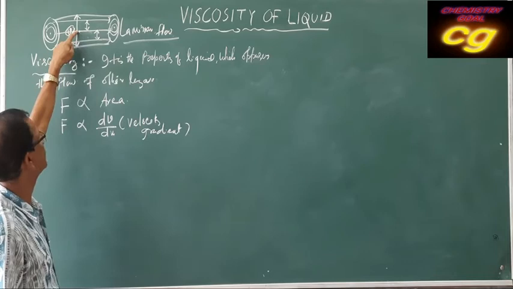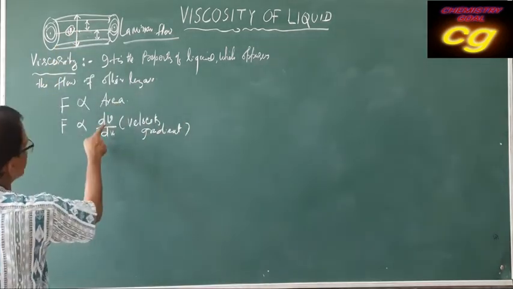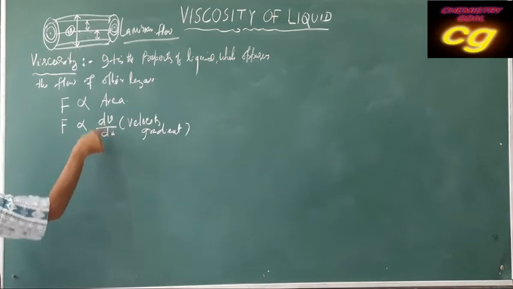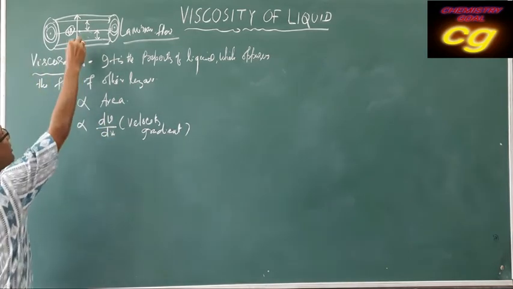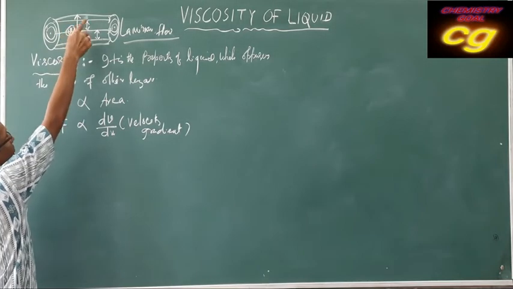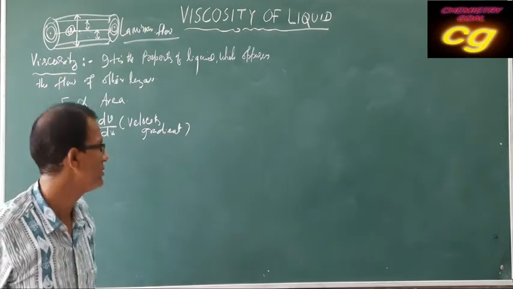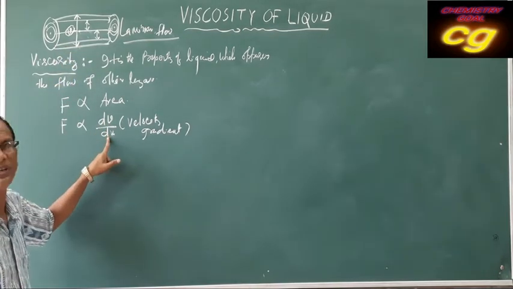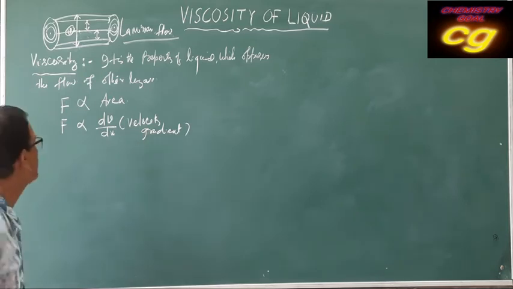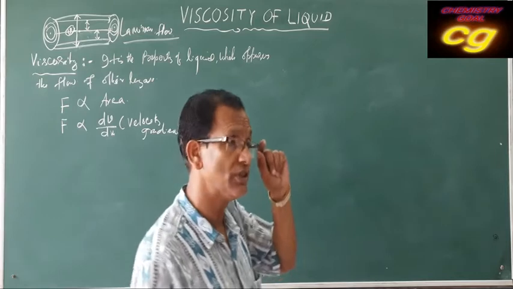Velocity is maximum at the middle point. So with distance, velocity changes. That is what is called velocity gradient: change in velocity with distance. If you start from the bottom or from the top, velocity changes. How much velocity changes for a distance is called velocity gradient. So force is also directly proportional to velocity gradient.